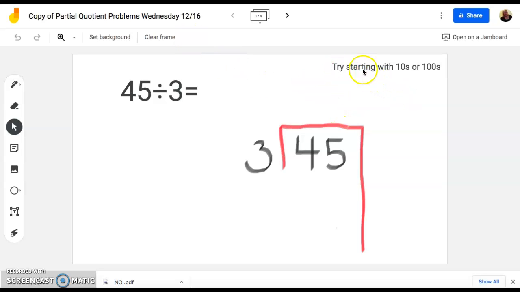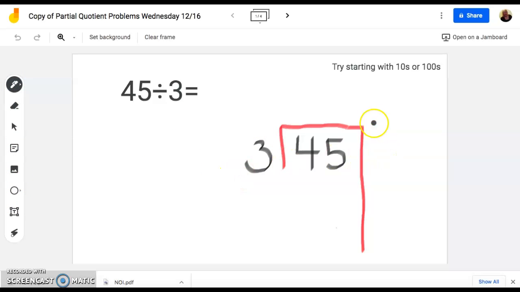All right, the first thing you want to do is make sure that you try starting with tens or 100s. Because our dividend is only 45, it's not in the hundreds, we're going to start with tens. So the first thing we're going to do is multiply 3 times 10.